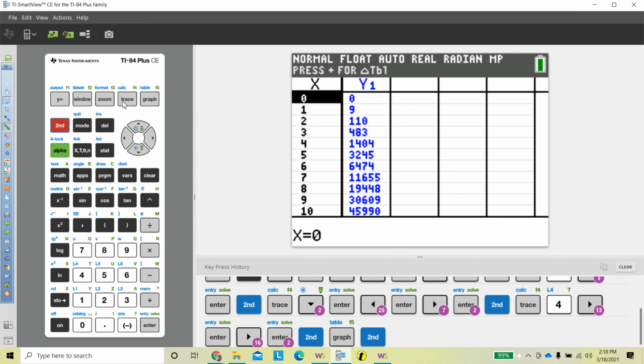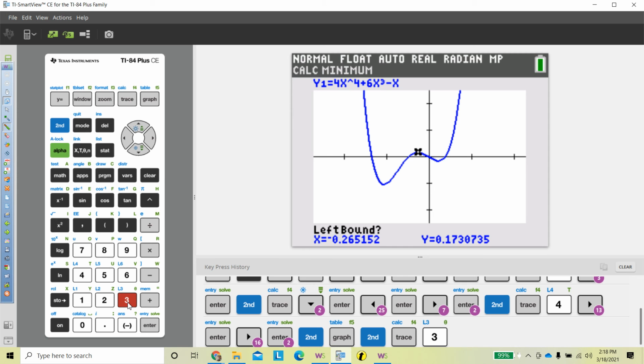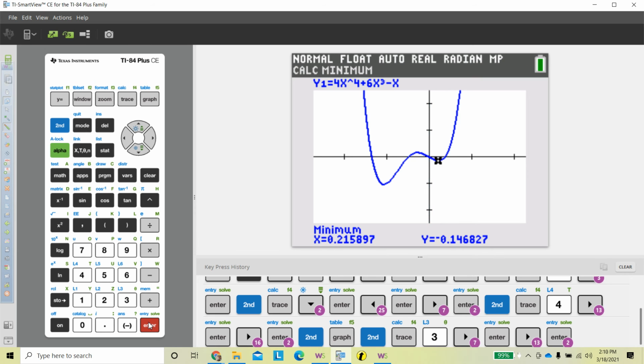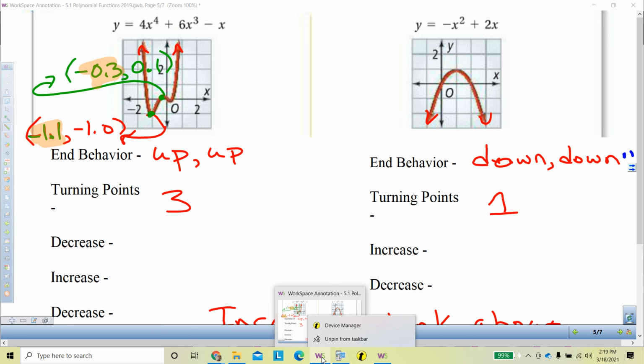Second trace minimum. And you can see my cursor isn't perfectly even on either side of the little minimum. It doesn't matter. Close enough. Calculator does the math for you, so you don't have to freak out. If I made you do that by hand, you would just want to kill me. No need. So we get 0.2 and negative 0.1. So this last one here.